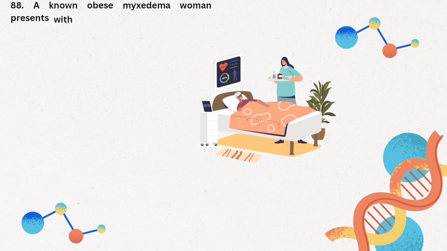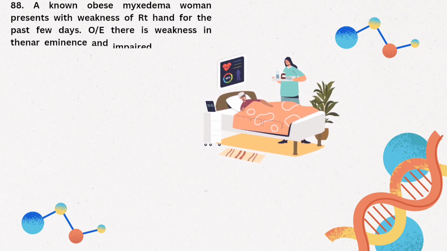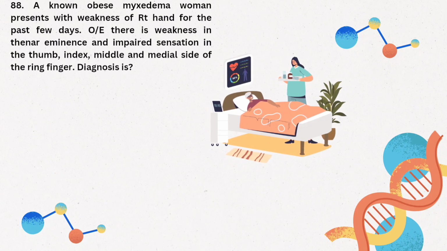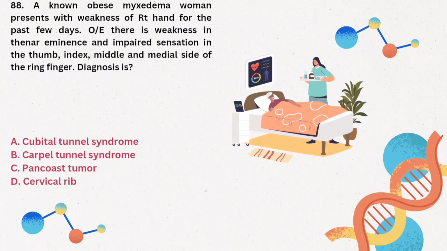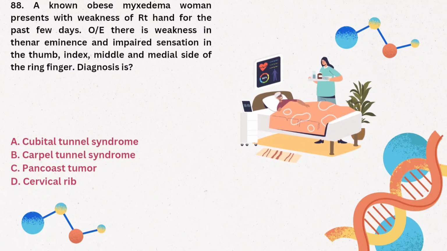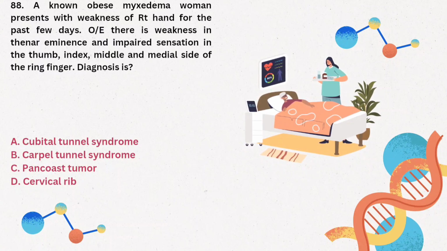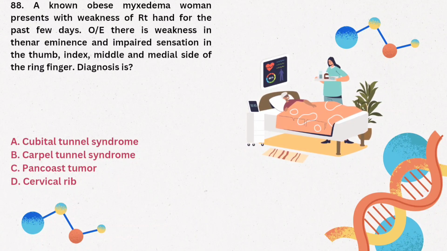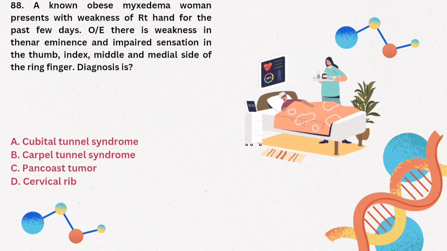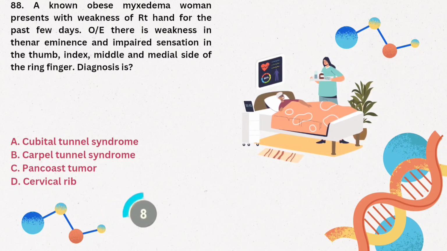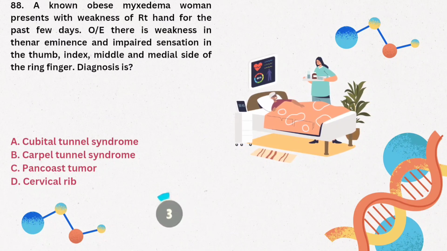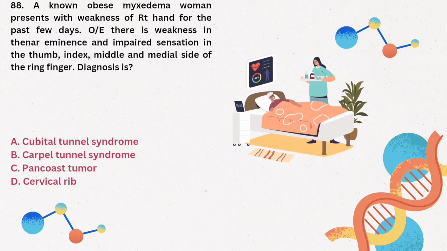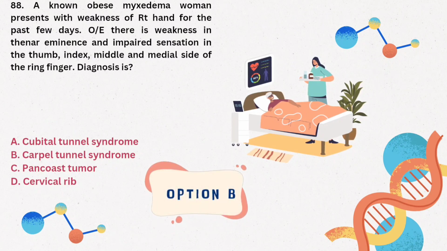A known obese myxedema woman presents with weakness of the right hand for the past few days. On examination, there is weakness in the thenar eminence and impaired sensation in the thumb, index, middle, and medial side of the ring finger. Diagnosis is A. Cubital tunnel syndrome. B. Carpal tunnel syndrome. C. Pancoast tumor. D. Cervical rib. Option B is the right answer.